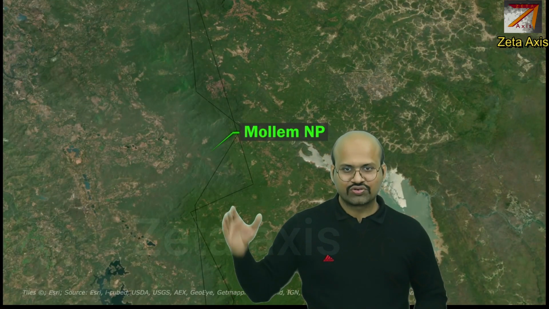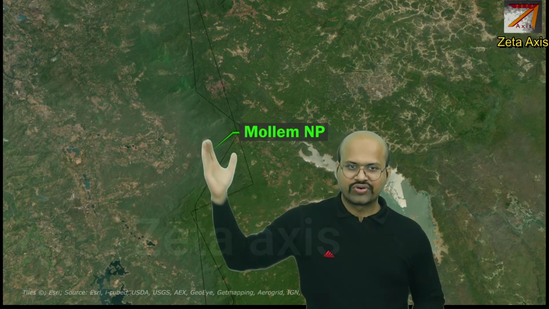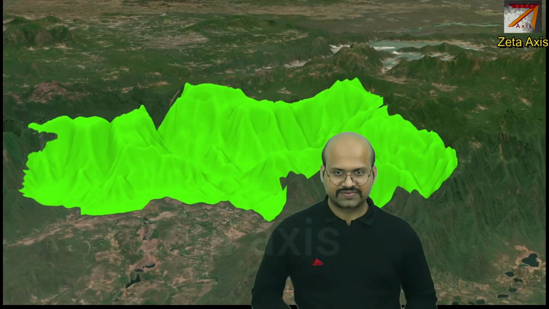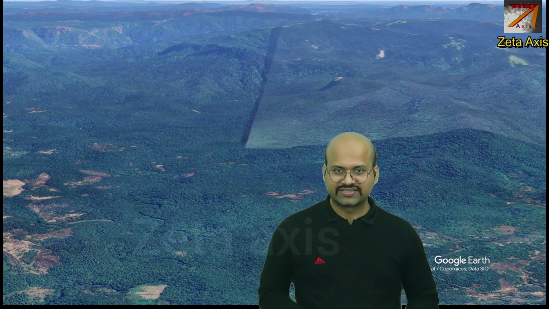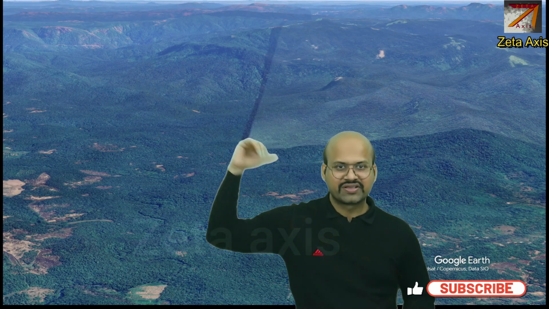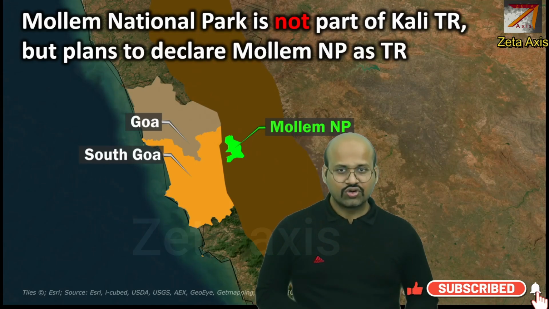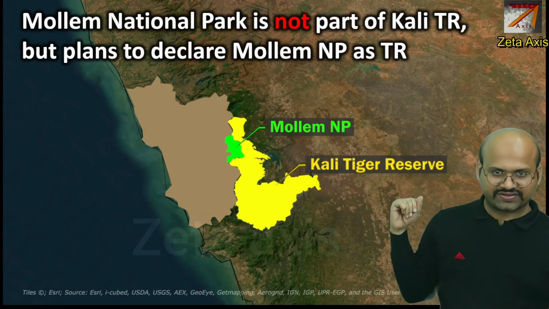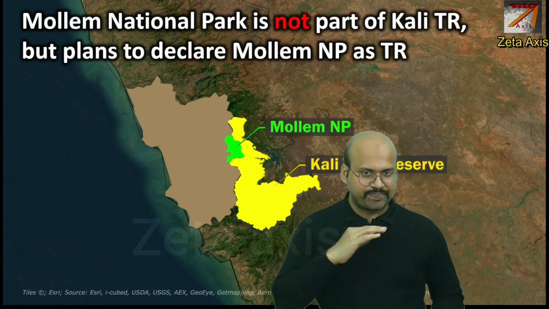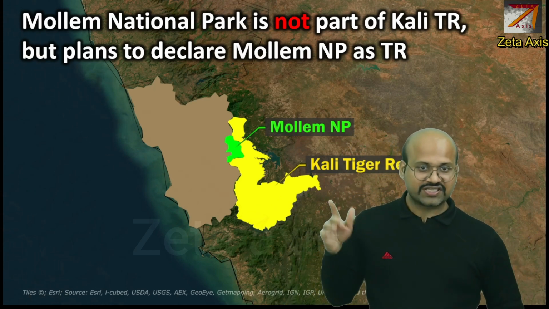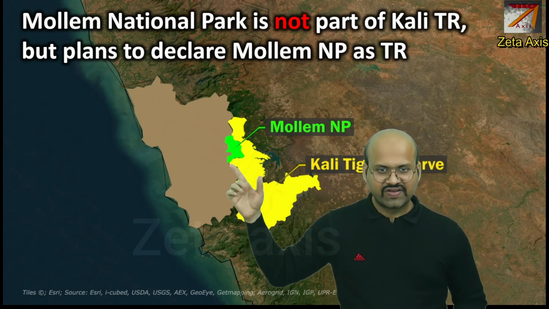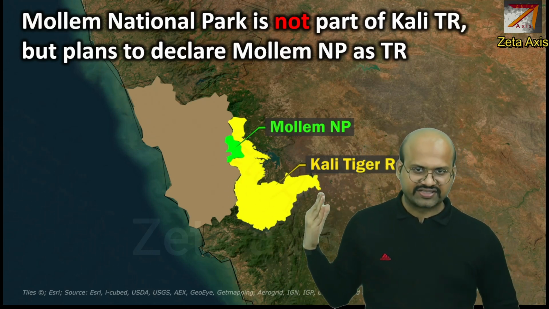If we have a closer look at this region, we can see that it also has mountains. Here is the 3D view of this national park, where we can see that it mainly consists of mountainous regions of Western Ghats. Here is the satellite view and we can see all these mountains over here. So the Mollem National Park is basically located adjacent to Kali Tiger Reserve. However, it is not part of Kali Tiger Reserve. This Kali Tiger Reserve is in Karnataka. There are some talks of making this a tiger reserve as an extension of Kali Tiger Reserve in Karnataka.